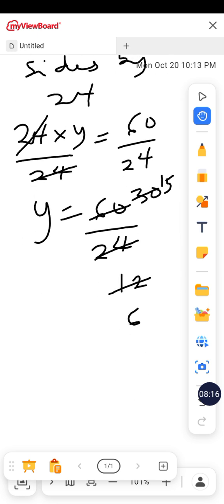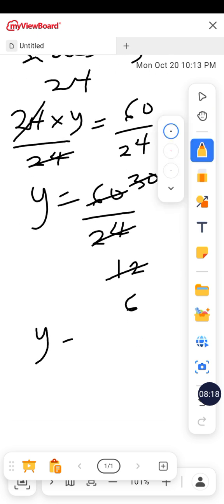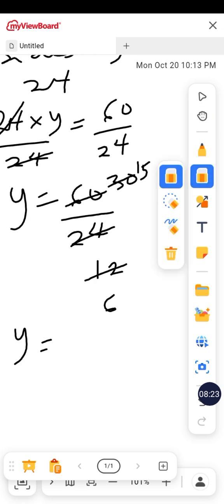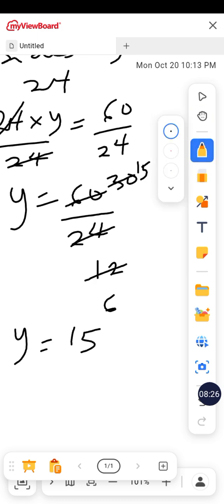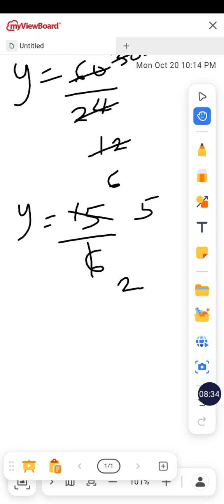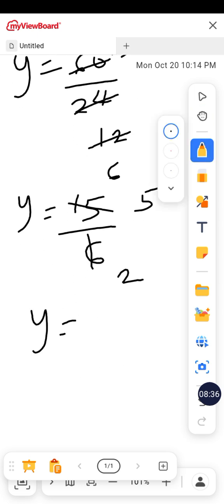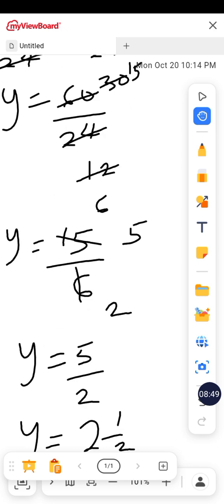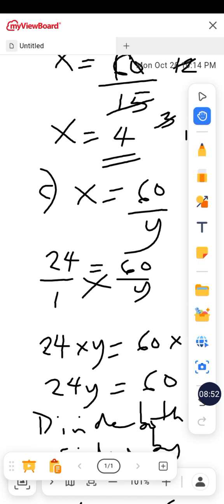Okay, so I have y equals 15 over 6. I can still cut it further. 3 goes in 6, 2. 3 goes in 15, 5. So I have it as y equals 5 over 2, and this can still be expressed as a mixed fraction. How many 2 can go in 5? 2 whole number and 1 over 2. And you have finally come to the end of solving that equation.